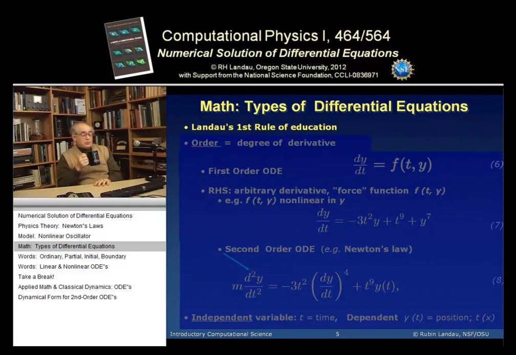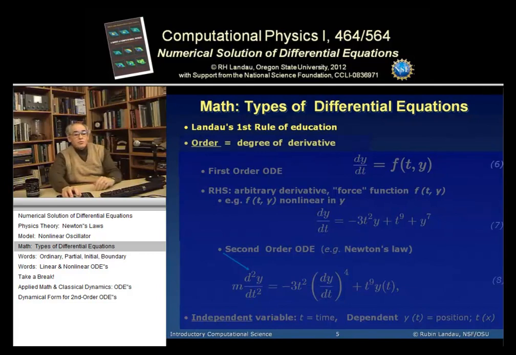And remember Landau's first rule of education. You remember Landau's first rule of education? No, nobody does. Okay. Landau's first rule of education is that most of education is just learning what the words mean. The ideas are pretty simple by and large, but you have to know what the words mean. Once you understand the words, we can explain things. And I can't communicate with you about solving all these different kinds of equations with different properties until we agree on some of the words.